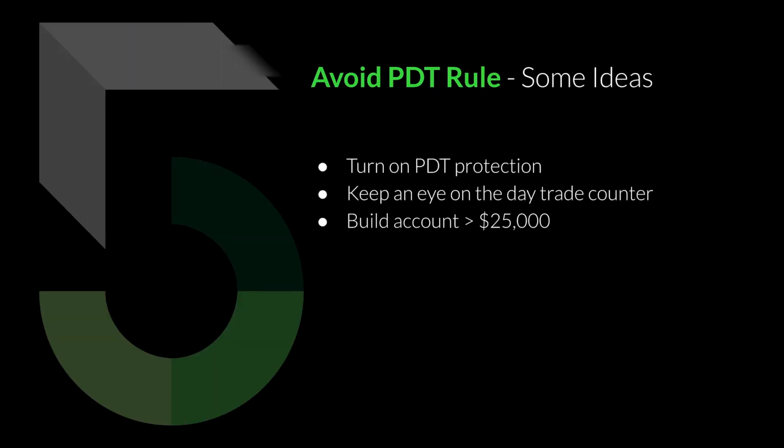All right, the third idea to avoid the PDT rule is simply to build your account to greater than $25,000. Now, of course, as a new trader, this is what we're all trying to do. We're just trying to grow our account. This is going to take time, so in the meantime, turn on the protection and keep an eye on the day trade counter. You can also deposit more money. You can make safer trades.